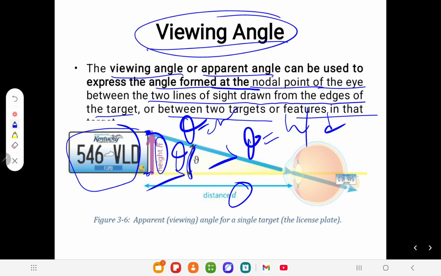So that's the viewing angle, the viewing angle made by a large license plate. The most important thing you have to understand about the viewing angle is that it is formed at the nodal point.